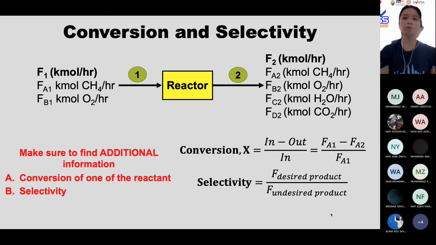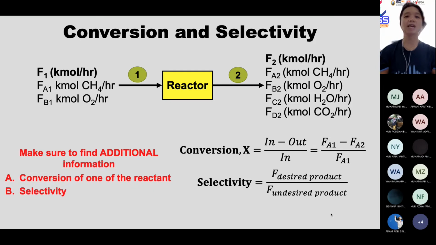Sebab tu saya kata pengiraan semua guna mol supaya senang. Kalau tak nanti kamu confuse. Kejap nak guna mol, kejap nak guna mass. So everything you use in terms of molar flow rate will be easier. Okay. Next. If you may obtain selectivity, katakan kalau kamu boleh dapat information pasal selectivity pun boleh digunakan.